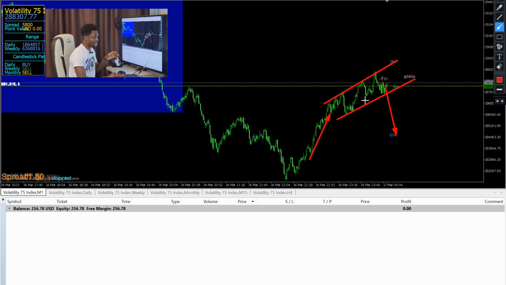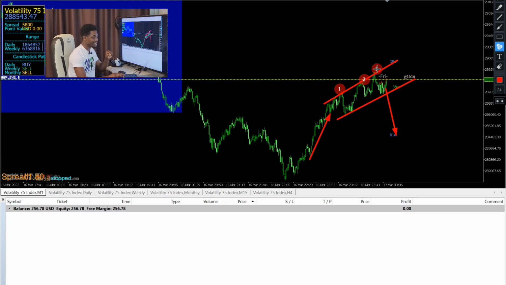For a channel to be complete, it needs a minimum of 3 to 4 touches, usually 3 touches. The first one is here, the second one here, and it has completed the third one. That's why I was trying to rush on this video. The fourth one should be maybe around this spot. It might not happen, but it looks like it wants to.